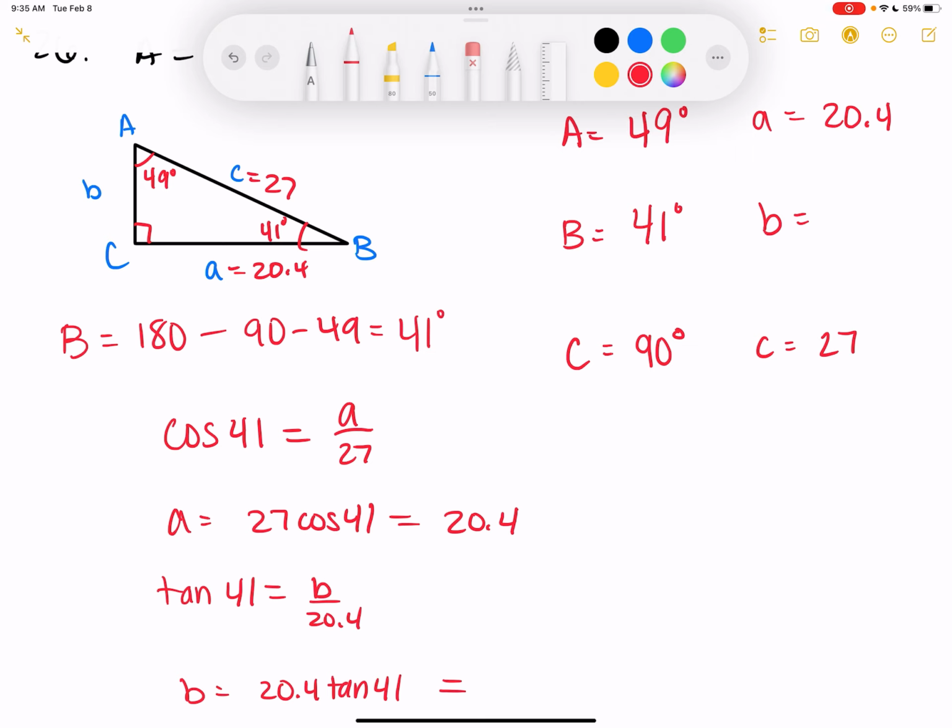Times 20.4 equals. What did I do wrong? You're putting it in the wrong order. Because it's thinking that you would want all of that inside tangent. You're really confusing your calculator. Calculator, you're supposed to be smart. 17.7.